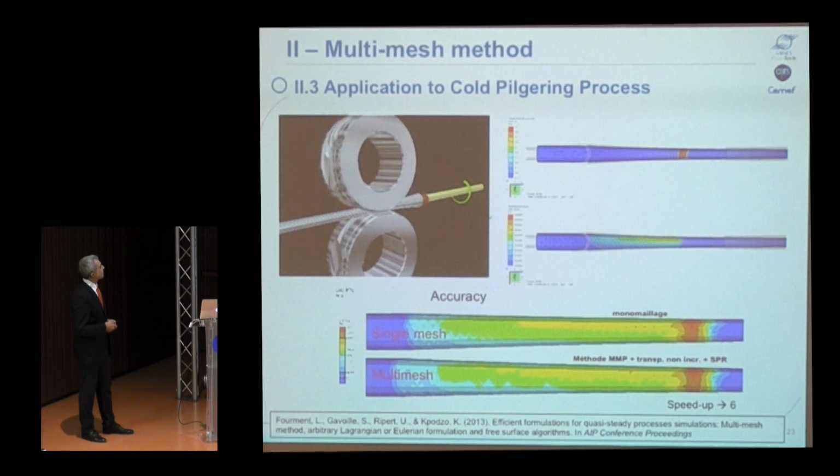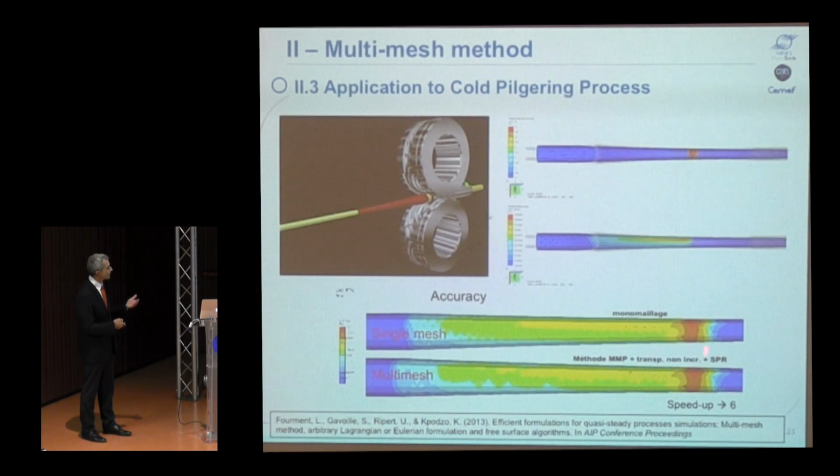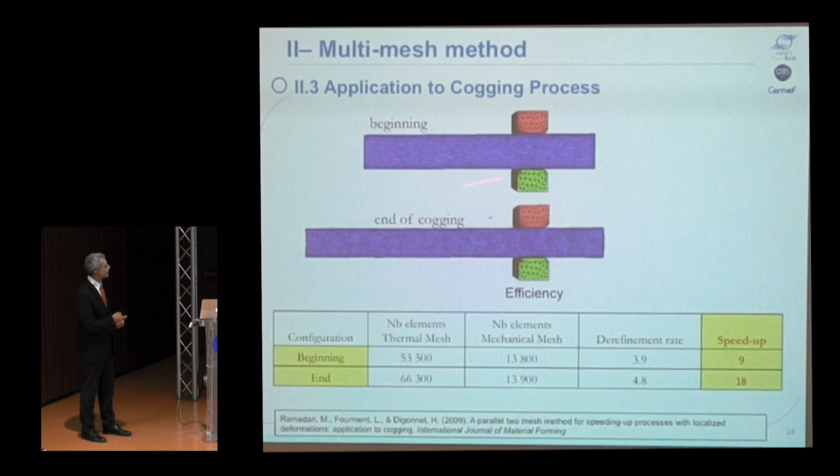But the main interest was to apply this to cogging, and for this kind of process, previously we had a speedup up to 6, and applied to cogging we have a speedup that can be 20 and sometimes more. So it's a good method to solve this kind of problem.